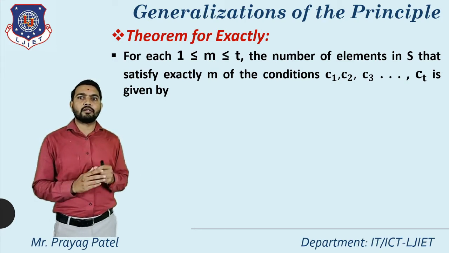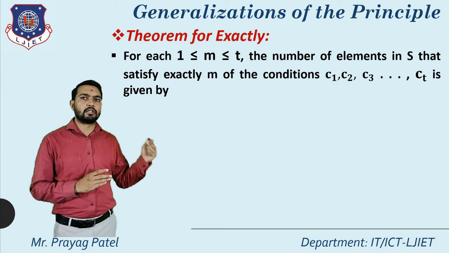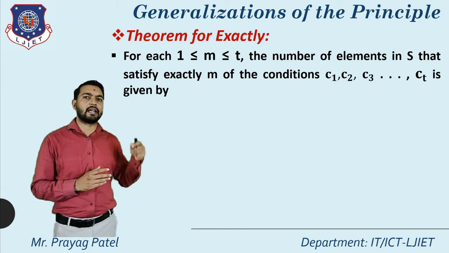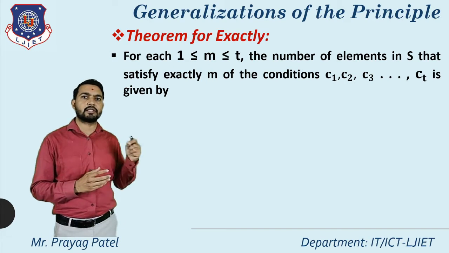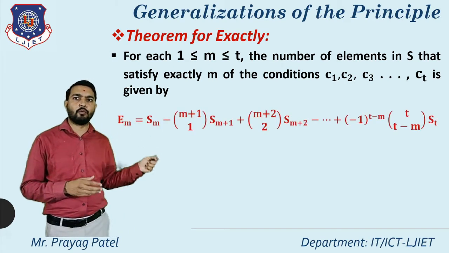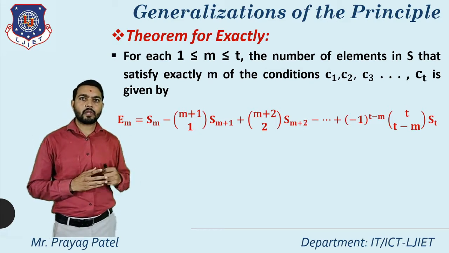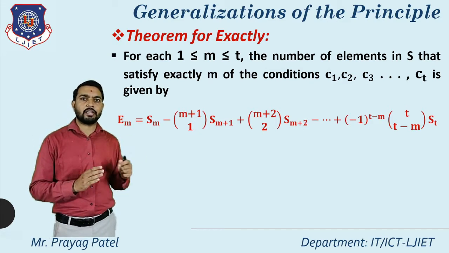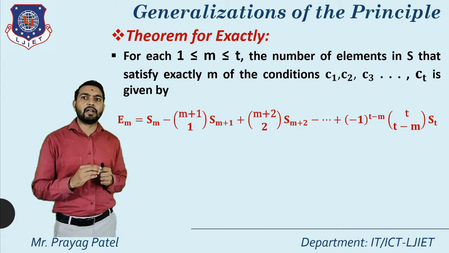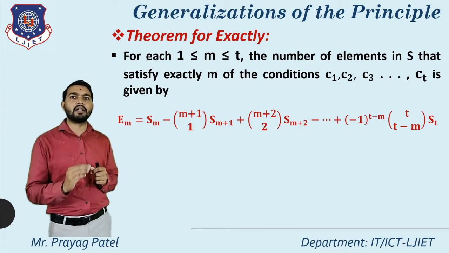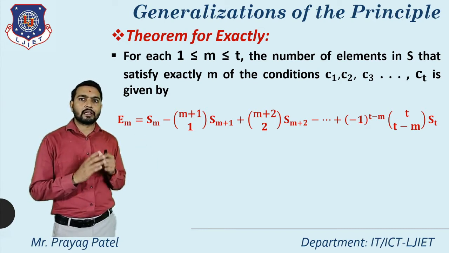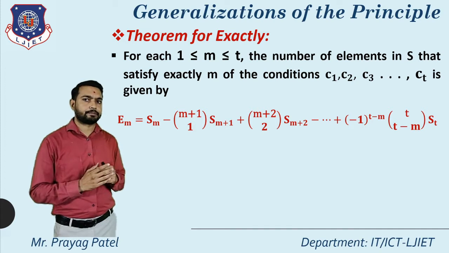So here, for each 1 ≤ m ≤ t, the number of elements in S that satisfy exactly m of the conditions C1, C2, up to Ct is given by this formula E(m). Here C1, C2, up to Ct are the different conditions, and we have to find the exactly m conditions that will be satisfied out of these t conditions. So always m is less than or equal to t.